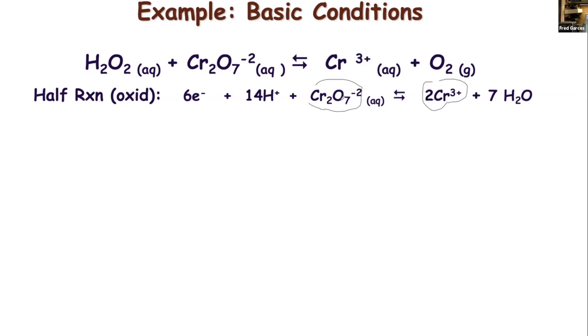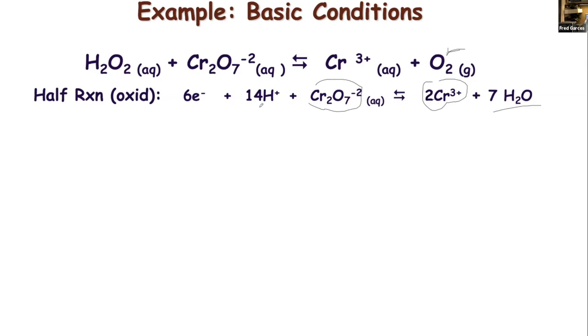Now we look at the oxygens. Chromiums are balanced. The oxygen is 7. There are no oxygens on this side. Don't worry about this oxygen. That's not in your half reaction. You need to introduce oxygen by water. To get 7 oxygens here, you need 7 waters, which means you need 14 hydrogens on the left side.